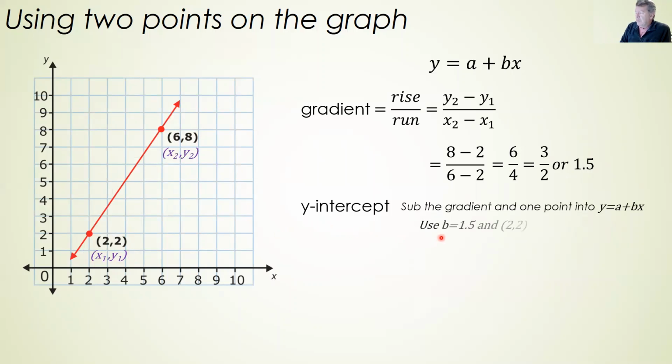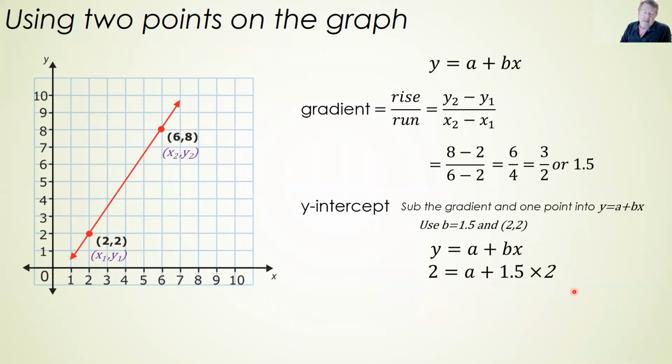Okay, so b equals 1.5 and 2, 2. Let's write our blank equation down and substitute in what we know. Well, the y is 2. It's going to go there. The a we don't know. The b is 1.5. And the x is 2 as well. So let's substitute them in. 2 equals a plus 1.5 times the other 2.